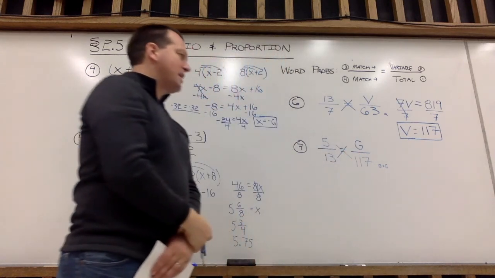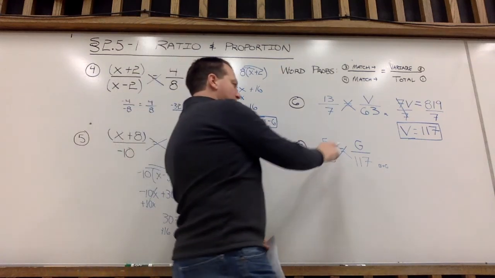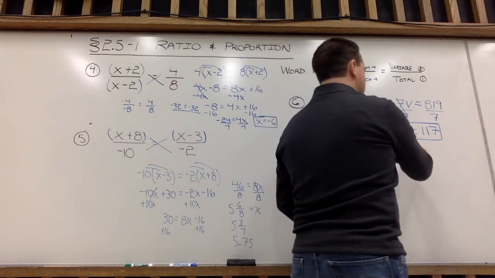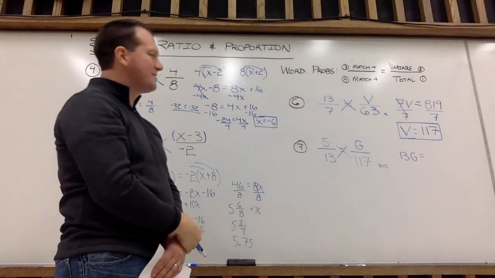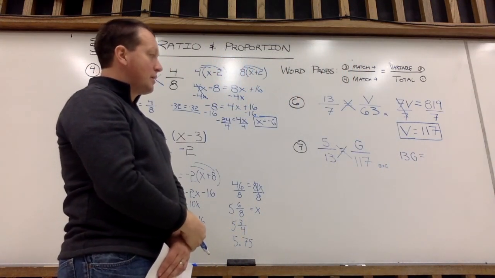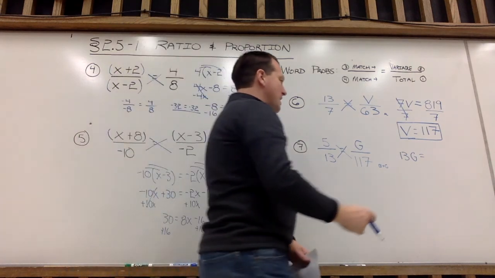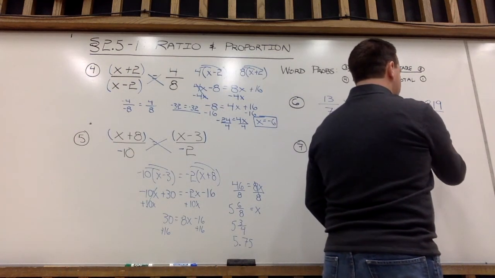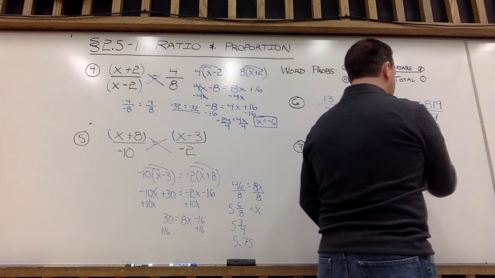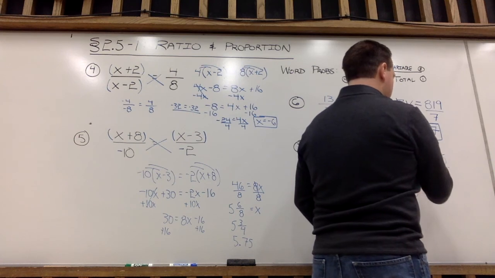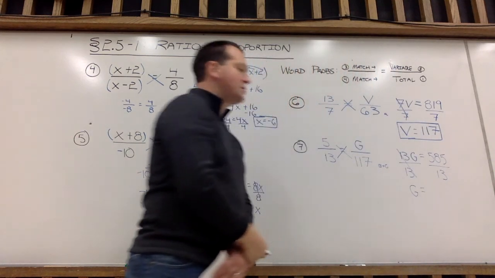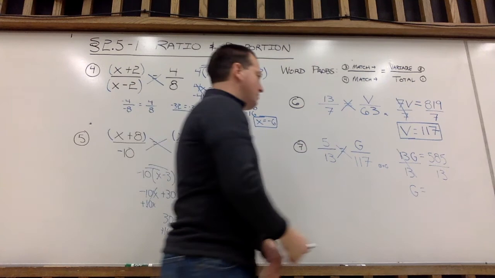So I'll take my diagonal cross products. I'll have 13 times g, 13g will equal 5 times 117. So that'll be, I believe, 585. So 13g will equal 585. Divide by 13. And I'll get g, the number of girls, is 45.